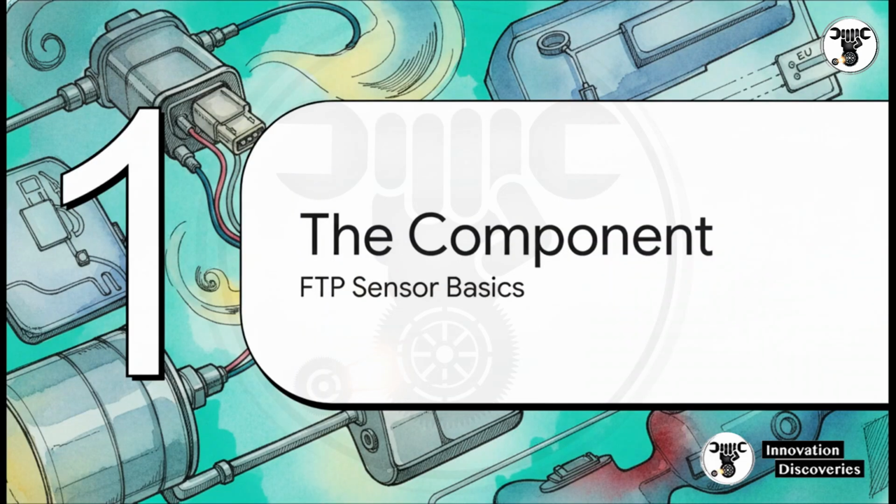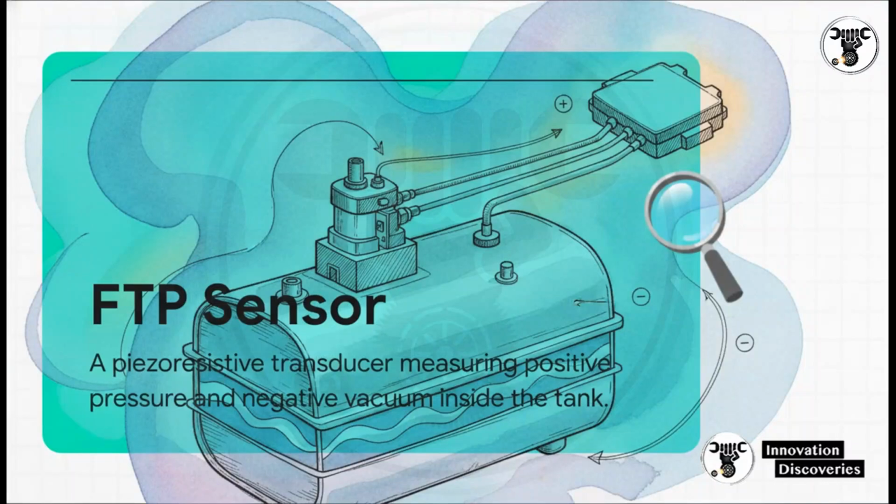Section 1. The component. Before we even think about pulling codes or tearing things apart, we've got to understand the hardware. Meet the fuel tank pressure sensor. This little piece of tech is usually mounted right on top of the fuel tank, or sometimes integrated into the fuel pump module. Mechanically speaking, it's a piezoresistive transducer. Now, in plain English, that just means it constantly monitors the EVAP system's health by measuring both positive pressure and negative vacuum inside that sealed fuel tank.